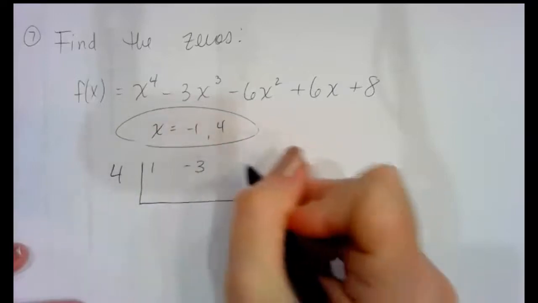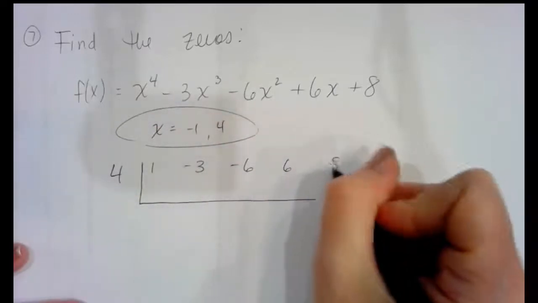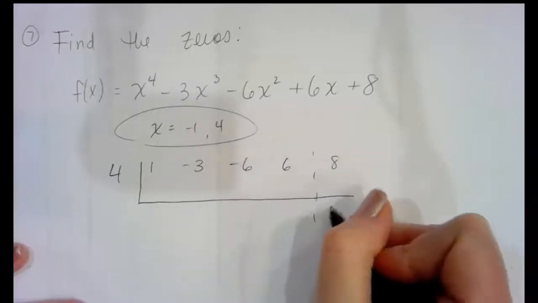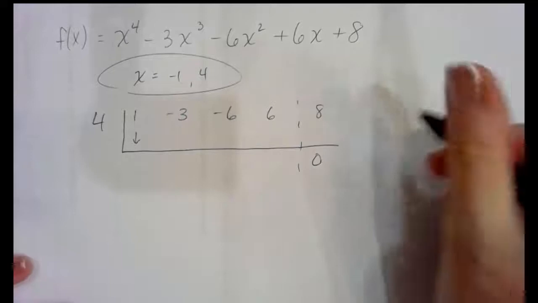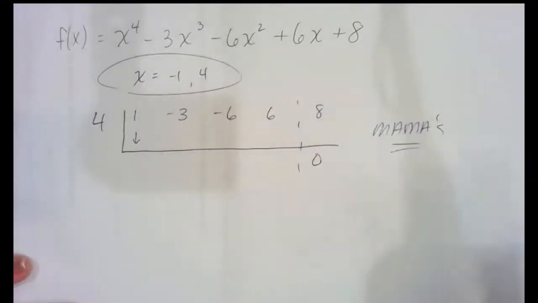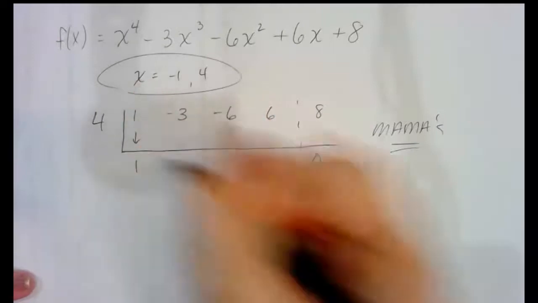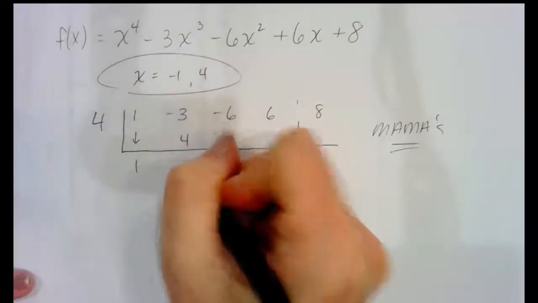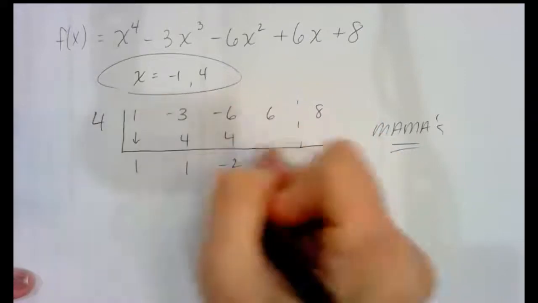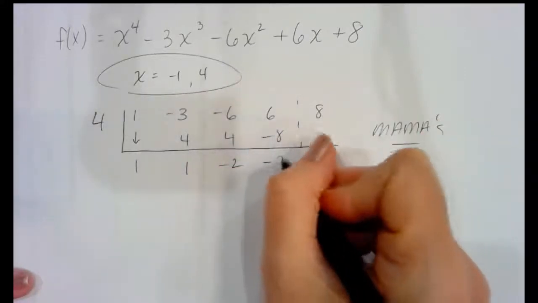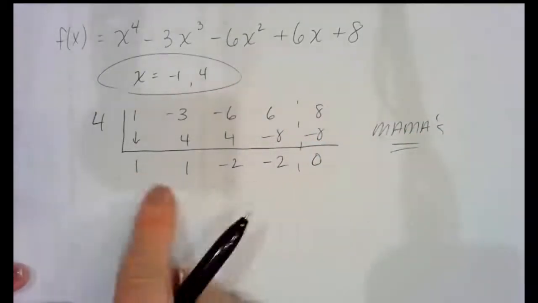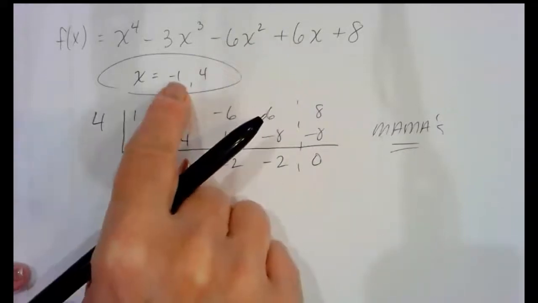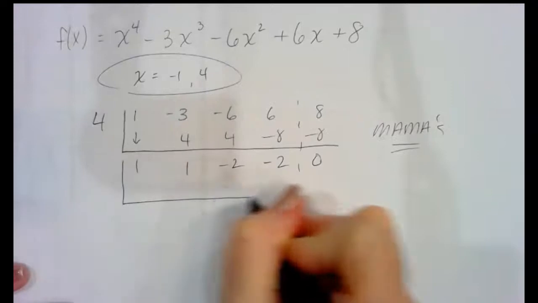So 1, -3, -6, 6, and 8. Remember, we are expecting a remainder of 0 because this is a factor. This is a real root. When we use synthetic division, remember it's yo mama's division. We multiply and we add. So bring down the 1, multiply, add, multiply, add, multiply, add, and yes, we get a 0 right there. So we know it works. So I'm looking right there, and that is looking factorable. But being that I know I have a 0 in -1, I'm just going to use it and keep going.